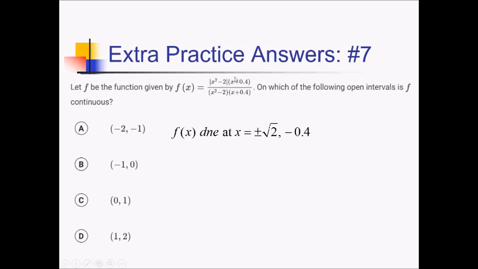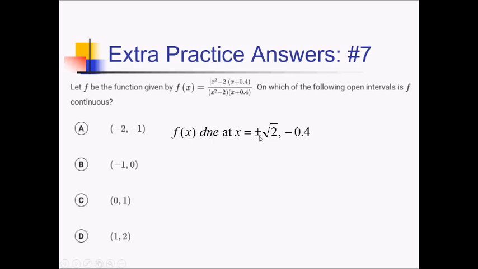And it looks like it's going to be a hole. The other one, who knows, because we got the absolute value there. But in any case, we've got issues at these x values. All right, looking through all of these, answer choice A, the interval from negative 2 to negative 1, that contains negative radical 2.